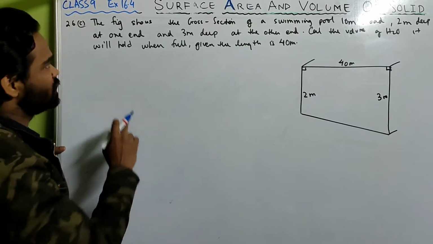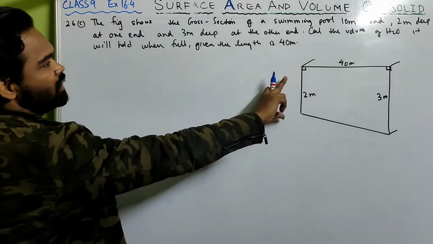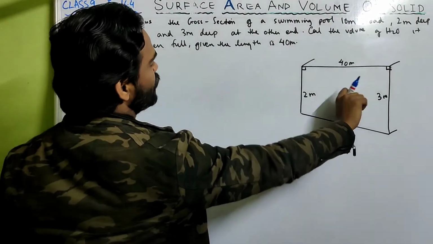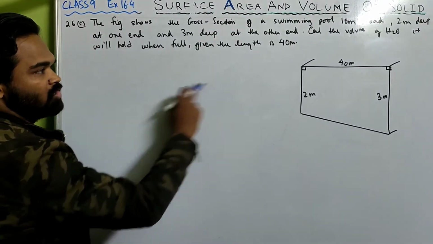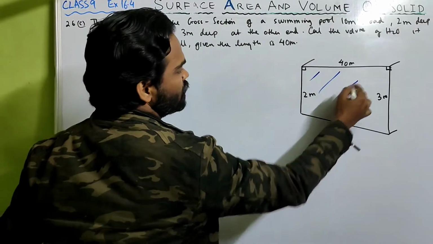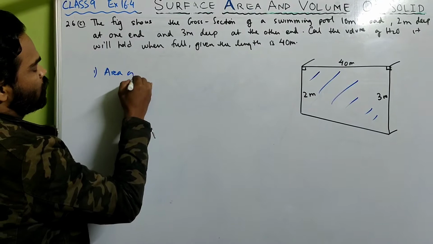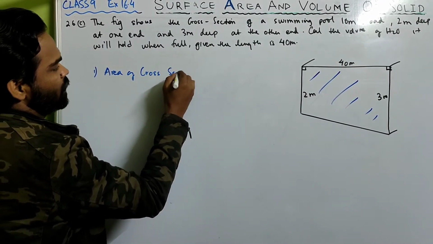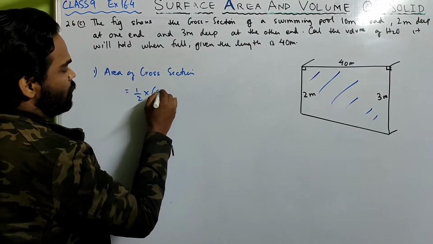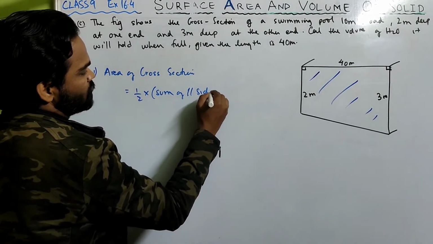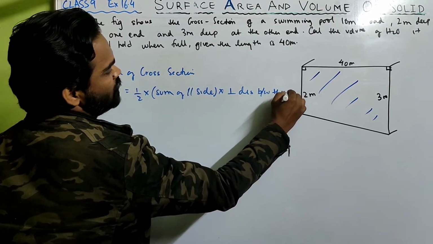Now look at 26 part C. The figure shows the cross section of a swimming pool, 10 meter broad, 2 meter deep at one end, 3 meter deep at the other end. Calculate the volume of water it will hold when full, given the length is 40 meter. First, find the area of cross section. We just did a sum like this, it's a trapezium only. So that's half into sum of parallel sides multiplied by perpendicular distance between the parallel sides.